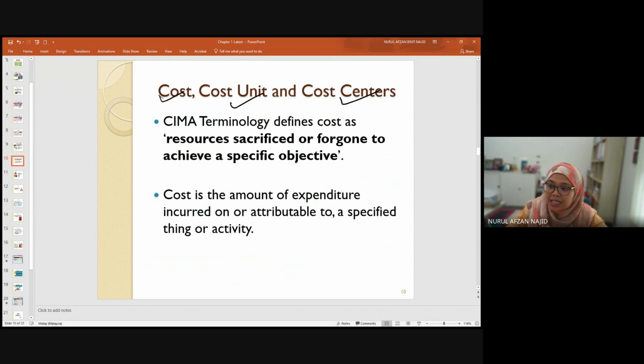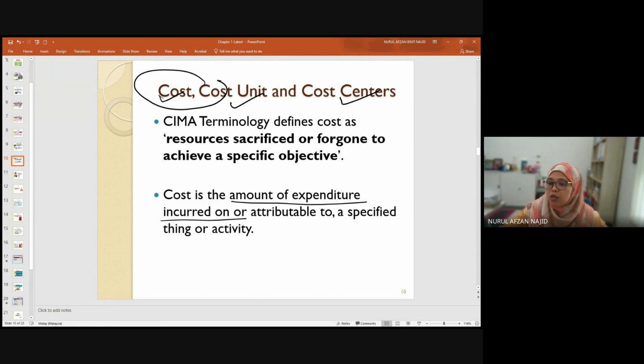Okay, so first thing first, kita masuk berkenaan dengan cost dulu. Cost of the product. Cost is the amount of expenditure. Amount, bila amount tu maksudnya jumlah perbelanjaan. Bila jumlah bermaksud you kena incur bila mana untuk you come up with the activity ataupun sesuatu barang. So you kena korbankan sesuatu untuk mendapatkan sesuatu. That is cost secara general.